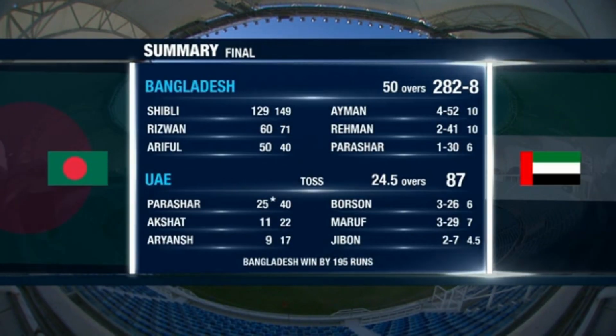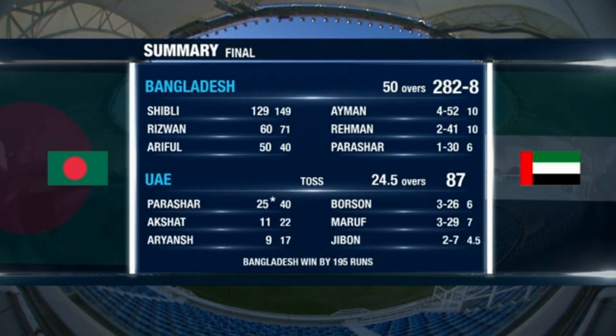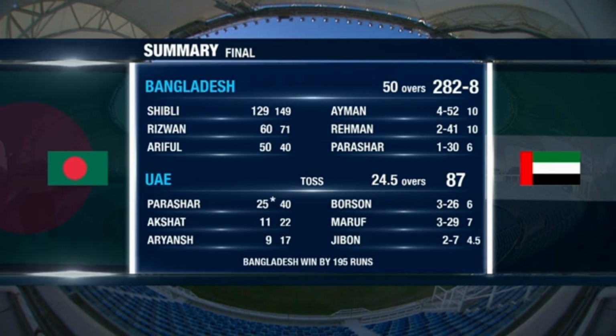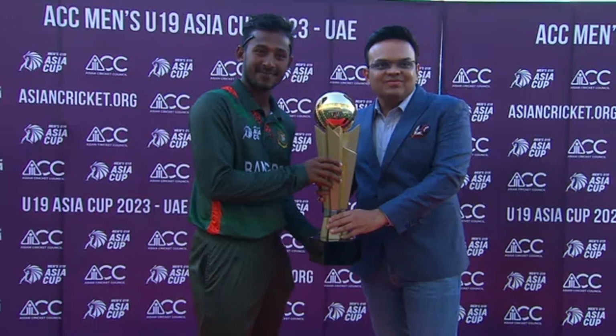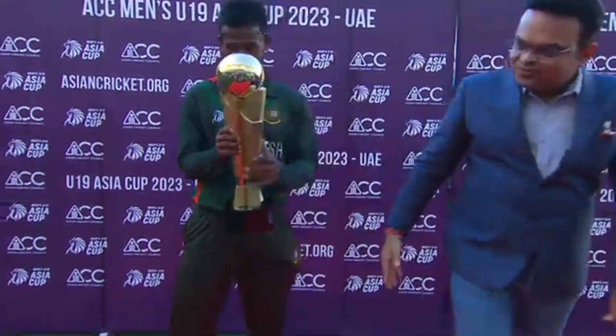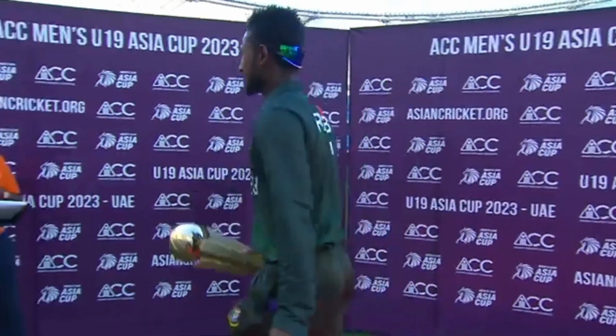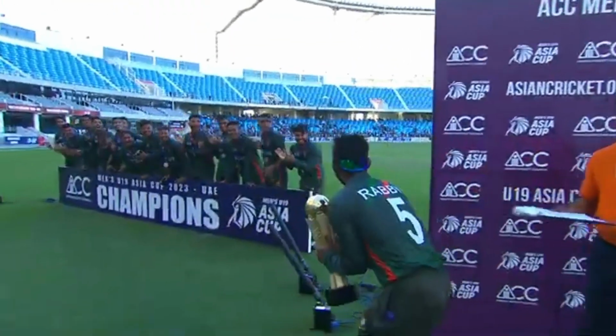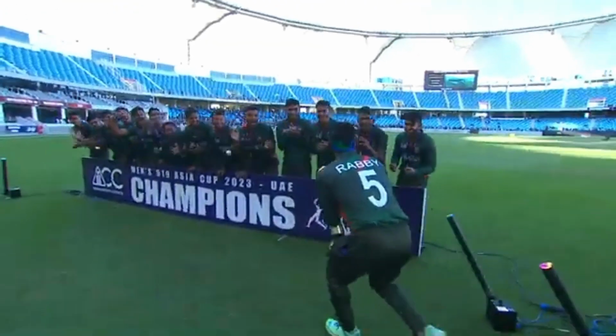And that's how the match stands. Bangladesh were invited to bat first when UAE won the toss. 282. Rahman Rabbi, Bangladesh are the champions of this Under-19 Asia Cup. Congratulations. If you can just call your team members, join them and enjoy the celebrations.